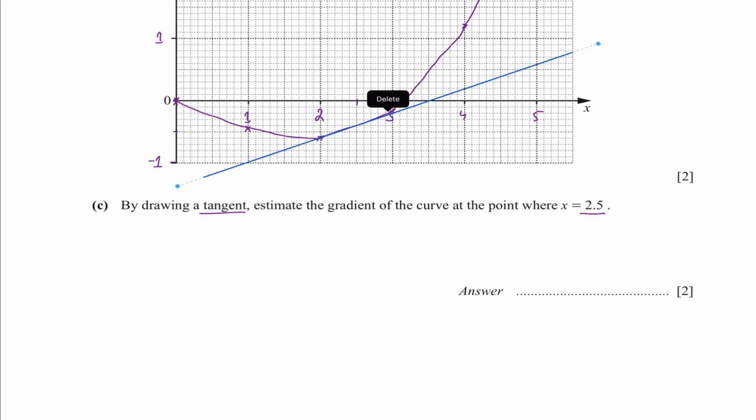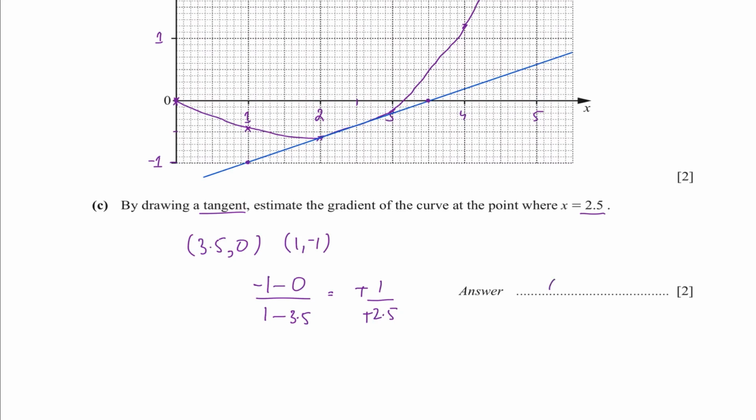I'm going to pick any 2 points that I like to calculate the gradient. So this looks like a nice point. This is going to have coordinates of 3.5 comma 0, and this looks like another nice point. This is going to have coordinates of 1 and minus 1. So y2 minus y1, that means minus 1 minus 0 upon x2 minus x1, that means 1 minus 3.5. So that's going to be minus 1 over minus 2.5, so the minus will get cancelled out, and 1 divided by 2.5 is equal to 0.4.